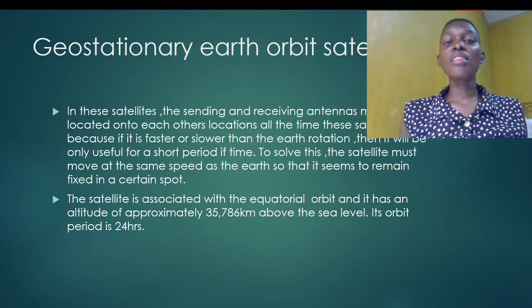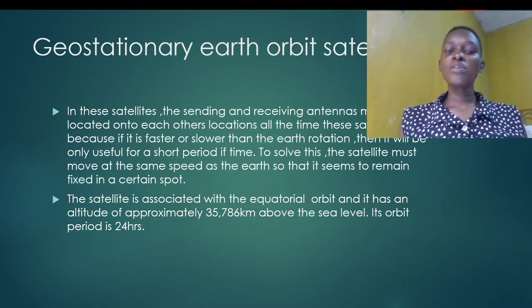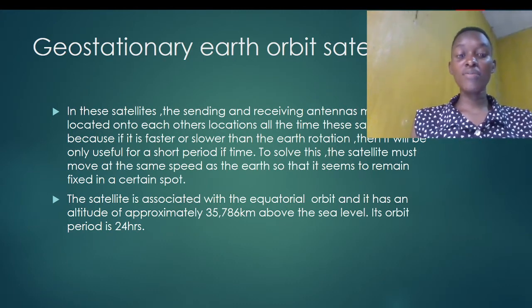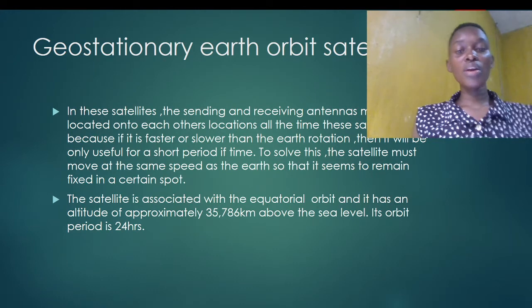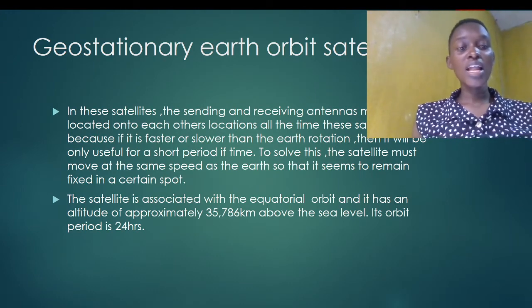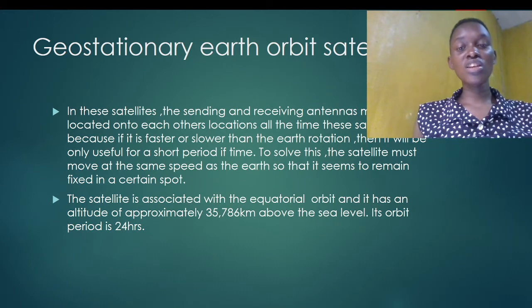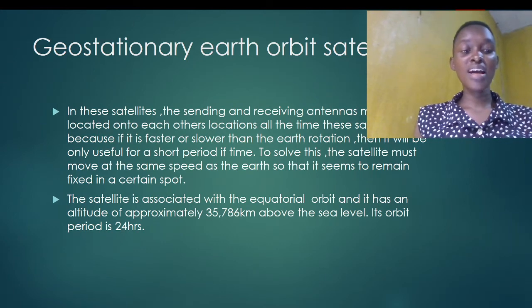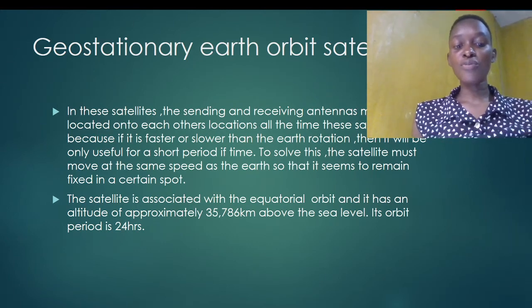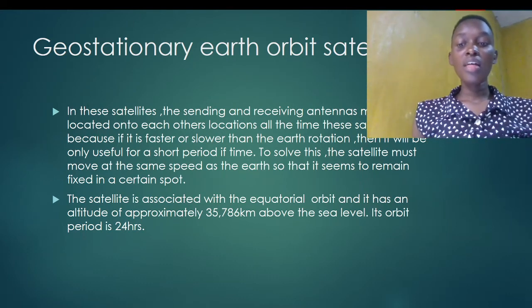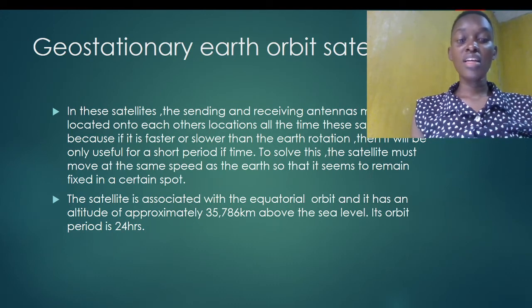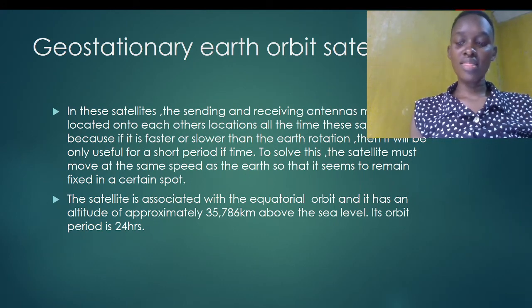So to solve this, the satellite must be moving at the same speed as the Earth, so that it may seem to be in a fixed slot. Then we are also required to have three geostationary satellites located at an equal distance from each other, in order to provide full global transmission. The geostationary Earth orbit satellites are also associated with equatorial orbits, and they have a period of 24 hours to make a complete rotation around the Earth.